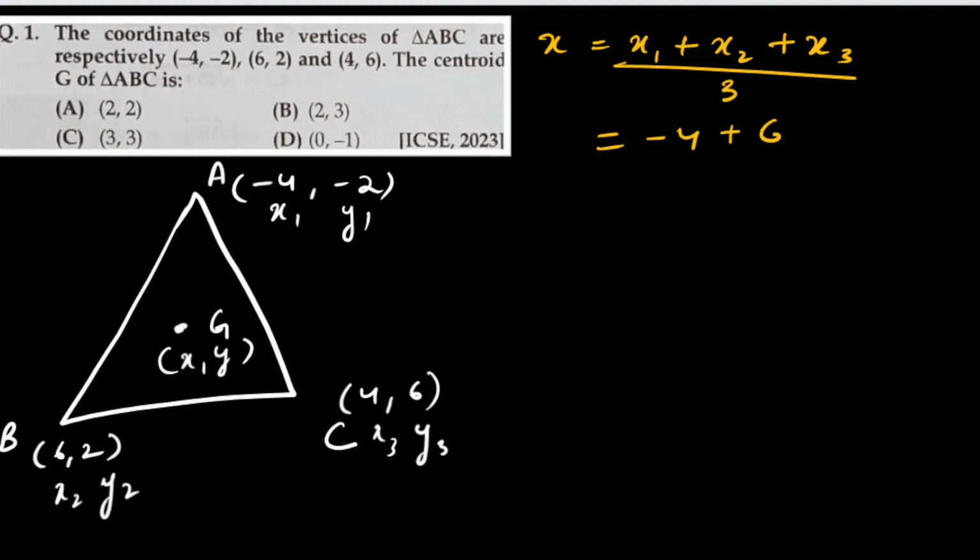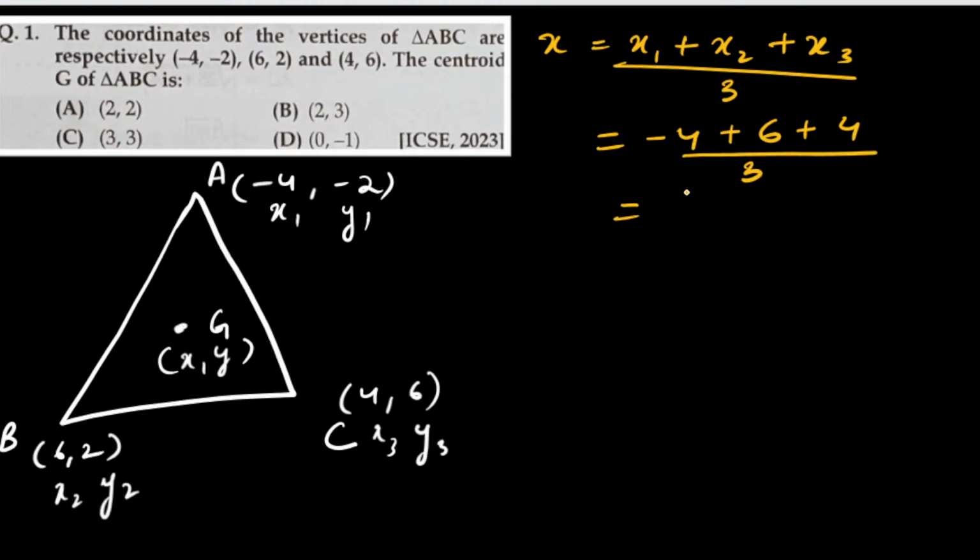So what is the formula? So x is equal to x1 plus x2 plus x3 by 3. So we can write the values: x1 is minus 4, x2 is 6 and x3 is 4, by 3.